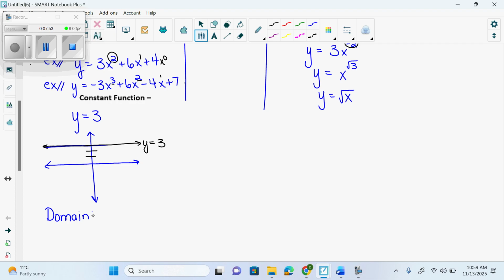So are there any x values that don't exist on this graph? It goes out for life to the left and out for life to the right. Do all the x's exist? Yeah. So what is that in domain? Remember? x such that x is an element of the reals.